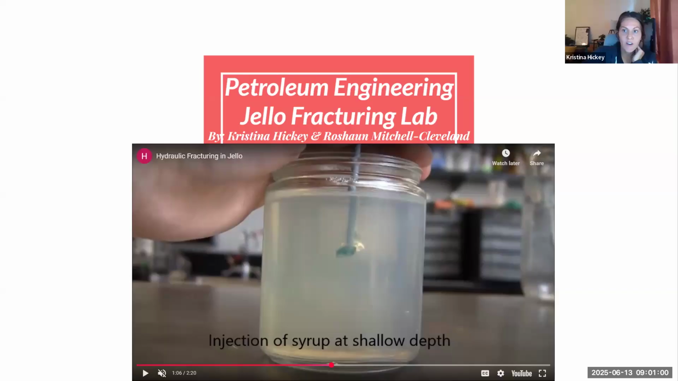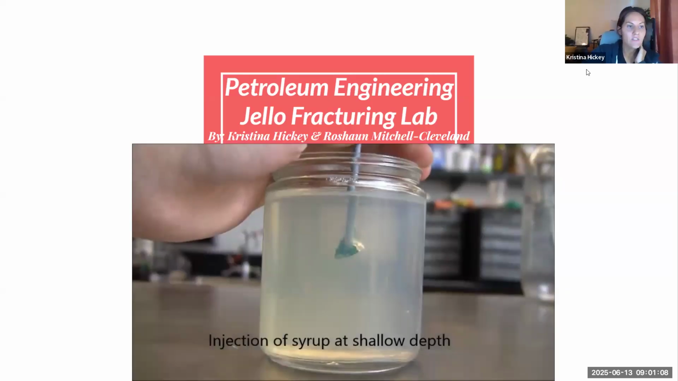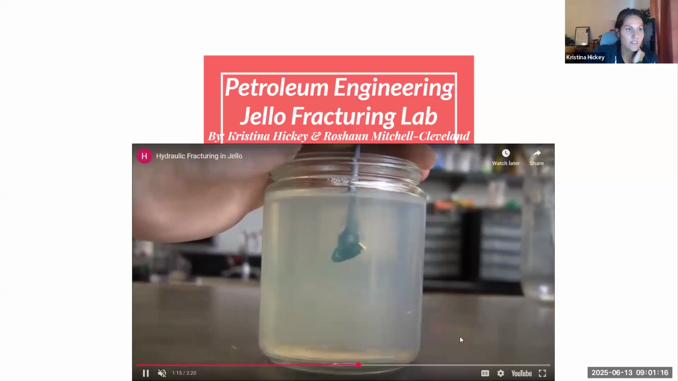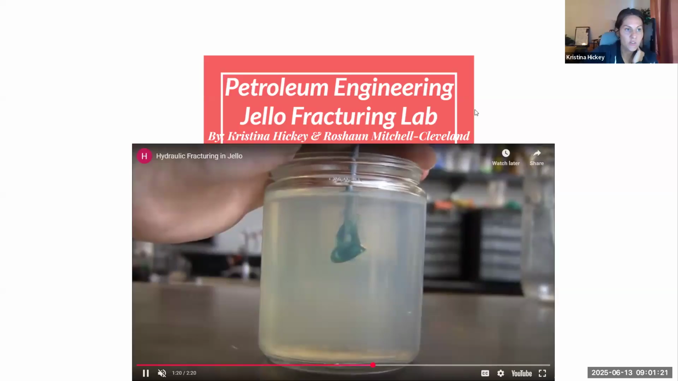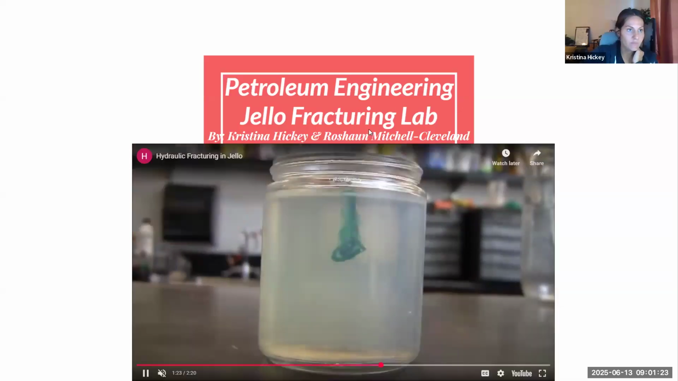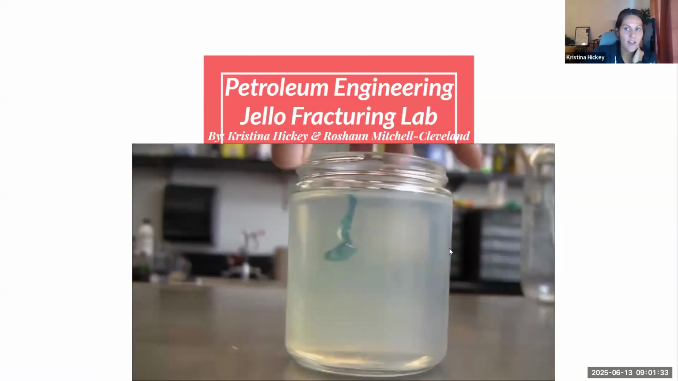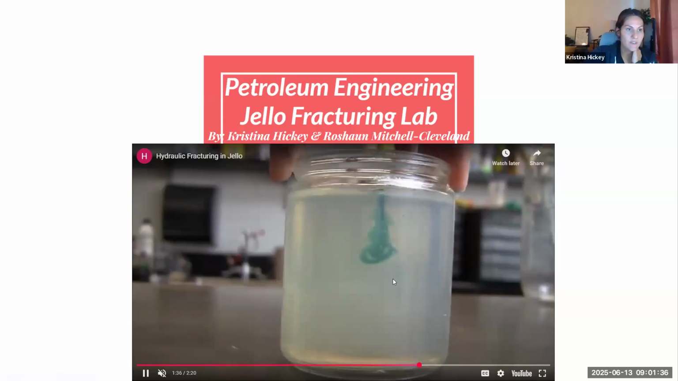All right, so our lab today was the Petroleum Engineering Jello Fracturing Lab. We have a little video just showing you what the lab sort of looks like, because it's difficult to visualize. In this video, they're using a straw. This is a container of Jello, and they're inserting corn syrup. In this particular lab, they're looking at different depths of inserting the straw in the Jello. This is the shallow depth, and next they're going to look at the deeper depth.